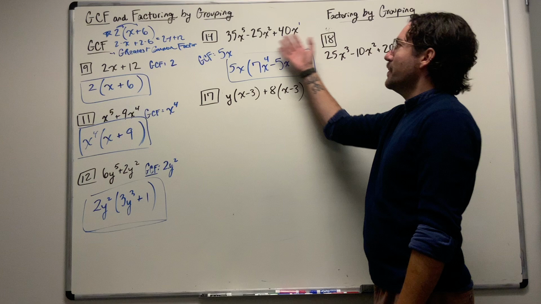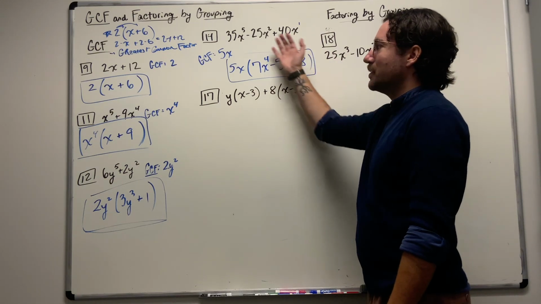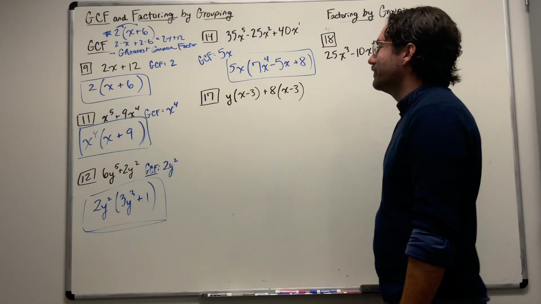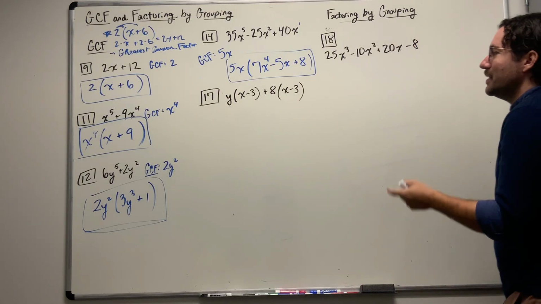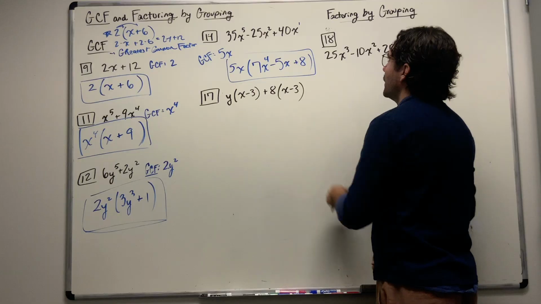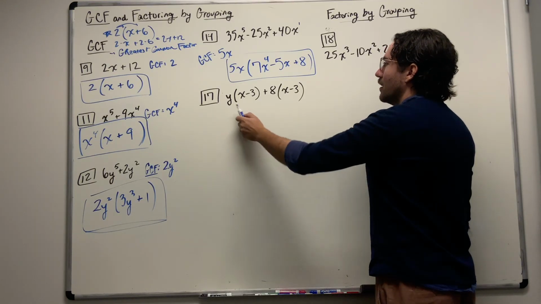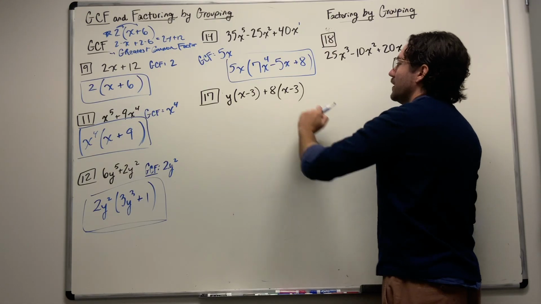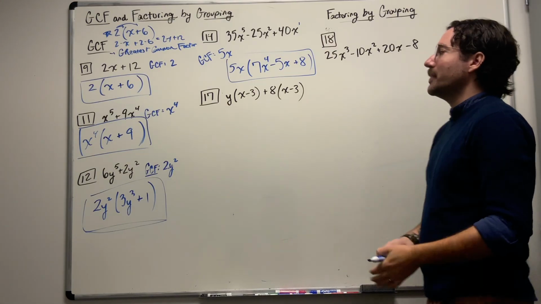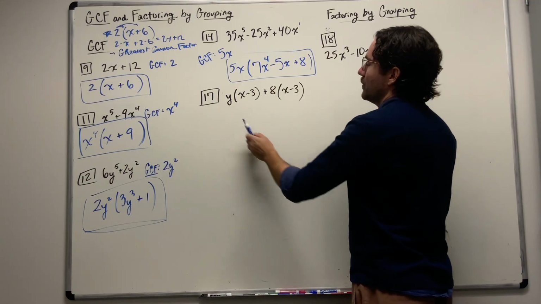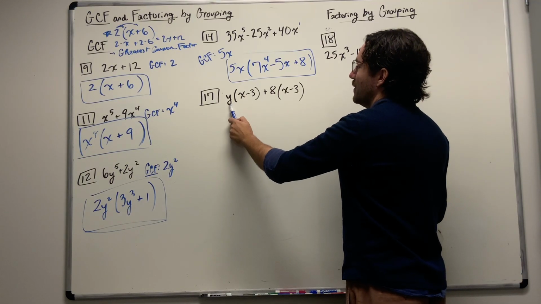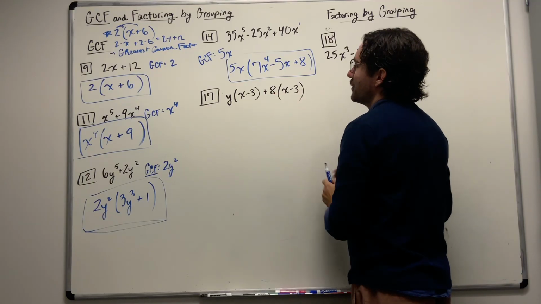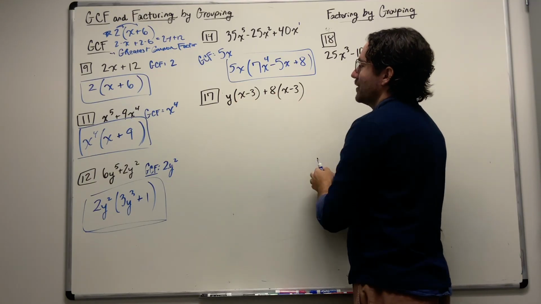So we can have as many terms as we'd like, as long as they all have some common factor. We can bring that out in front, this reverse distribution. Number 17 is interesting, but it's something that we'll run into when we're factoring by grouping. It seems that we should at first distribute the y and the 8 and multiply this out to see what we have. But notice what's before us here. We have y times x minus 3 plus 8 times x minus 3. They're both multiplied by this common factor.